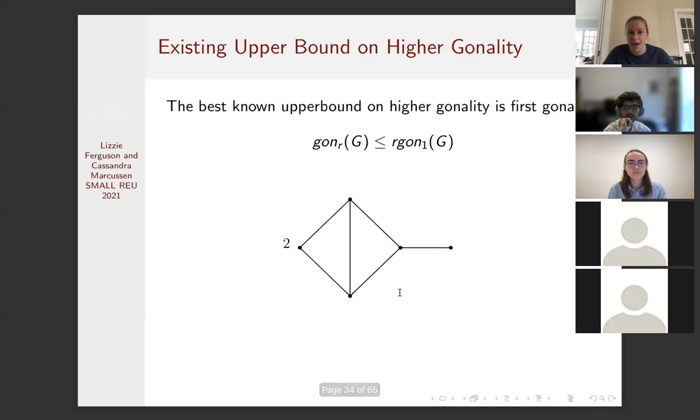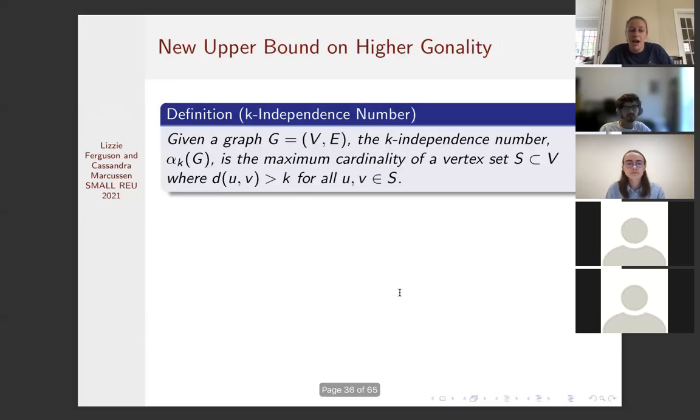So for example, if we have this lovely graph that we've been working with and we want to eliminate 2 units of debt, we can just put it down again and we'll have 4 chips and we can play the second gonality game twice. However, this bound isn't exactly sharp.